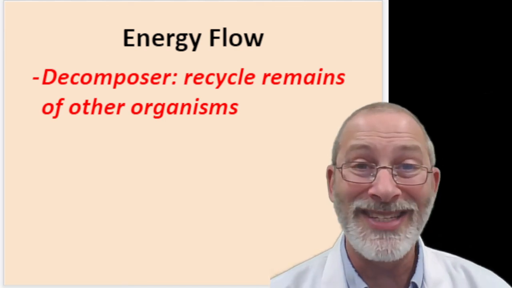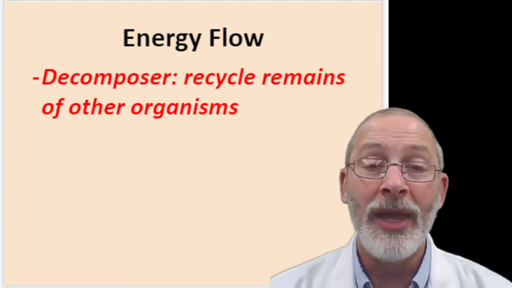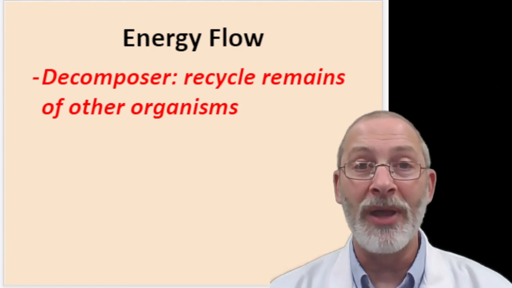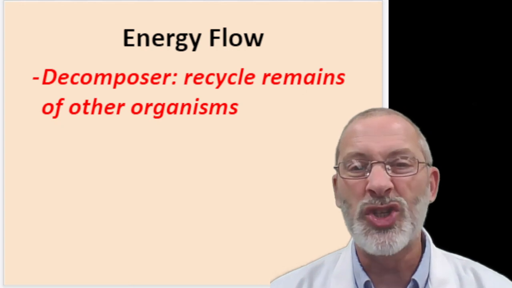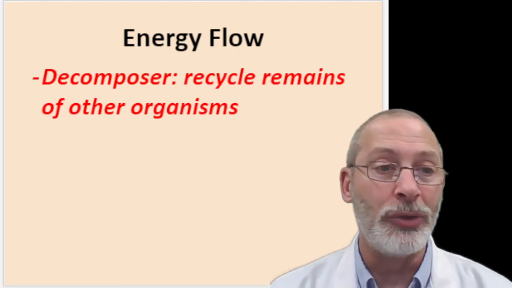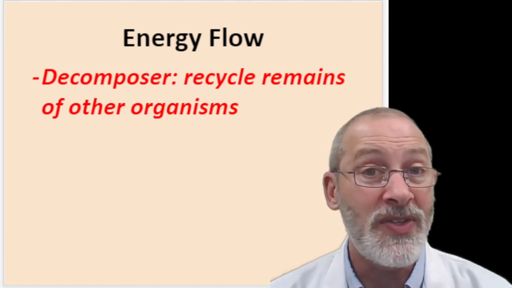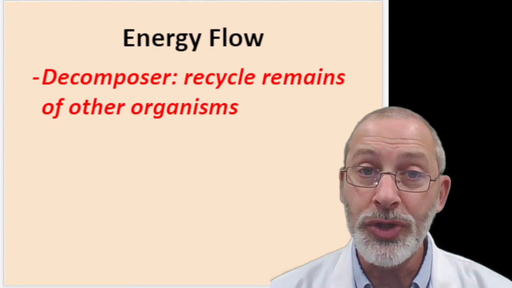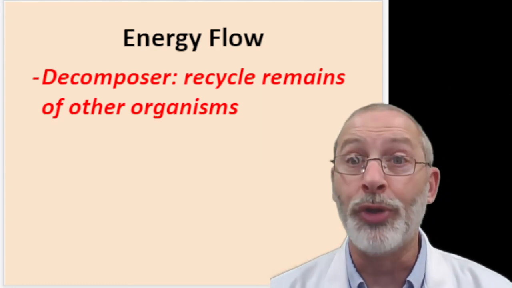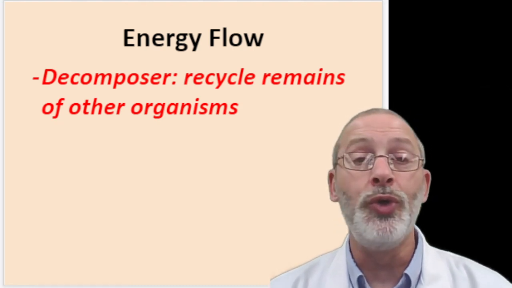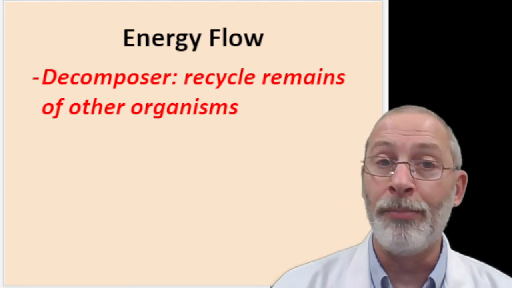Some people classify scavengers, such as turkey vultures, as a type of decomposer, ripping apart the remains of a dead organism and restoring them to a recycled material. So here we have the energy flow from the sun through producers, the plants, to consumers, both primary and secondary, to decomposers.